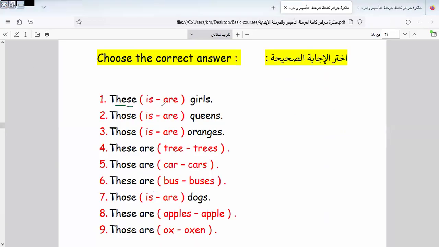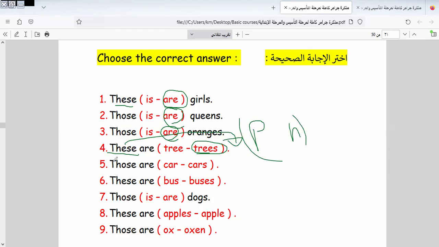This, it will be this, what? These are, those are, here it will be are. These are trees. Okay, why trees here, not tree? Because this here is plural. Plural near, as we know in this item. Okay, these are what? These are cars. These are buses. Okay, let's continue the rest of the lesson.